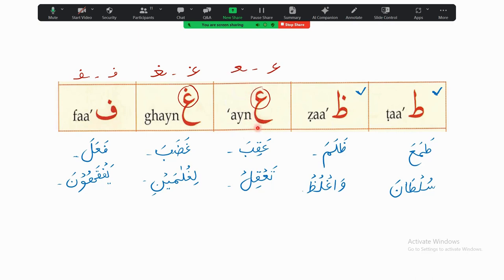I have unfortunately not written an example here, but inshallah, as we move forward with our lessons, we will see that shape as well. So the ayn letter at the end: this encircled part will be like this, and we will make this full.